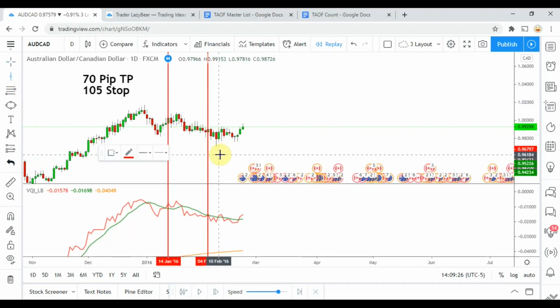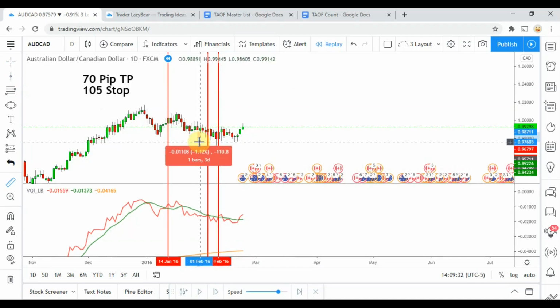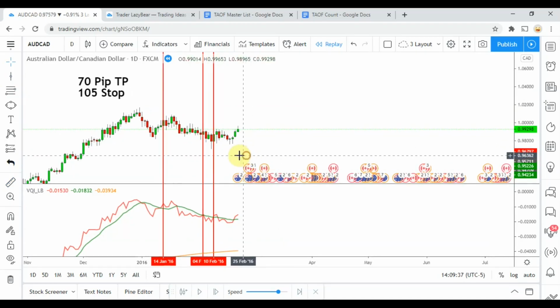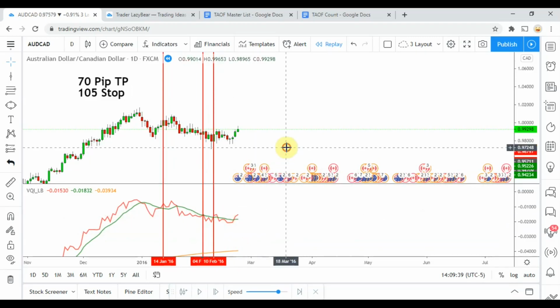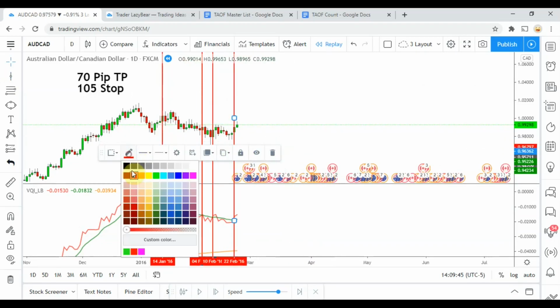Then we get another cross right here on this one. Let's measure this out. And once again, we get stopped out. So we're not doing too good on this one so far. Then we pick up another long signal over here on this side right there.